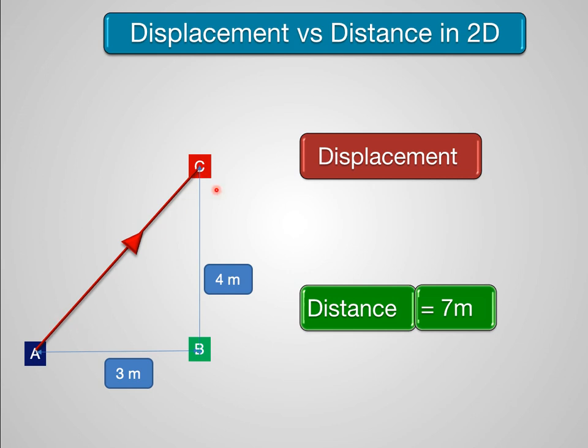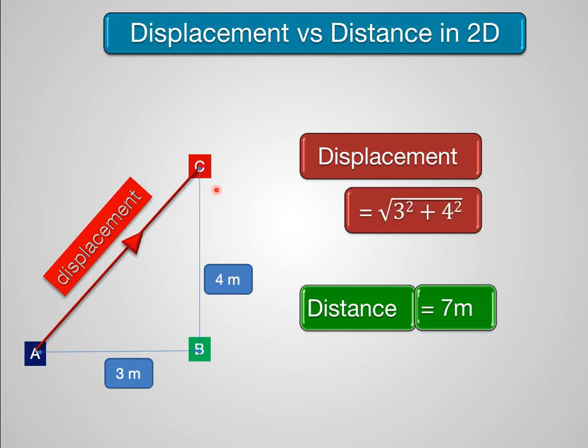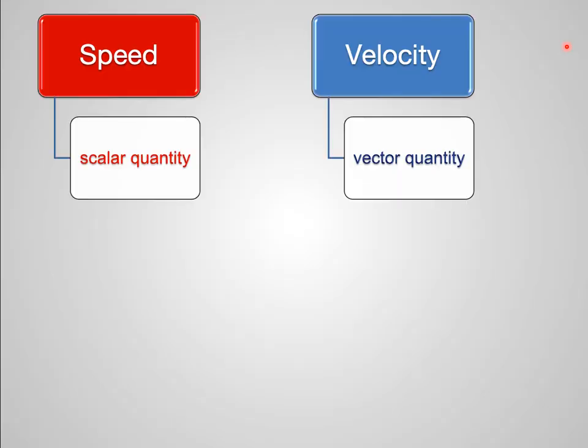And how do you find this? Remember what we did in vectors, this is a right triangle and that's the hypotenuse. So directly you have to use Pythagoras: root of a squared plus b squared, that's 5 meters. So this is your final displacement. So let's move on to the next set of quantities, that is speed and velocity. Speed is a scalar but velocity is a vector quantity.